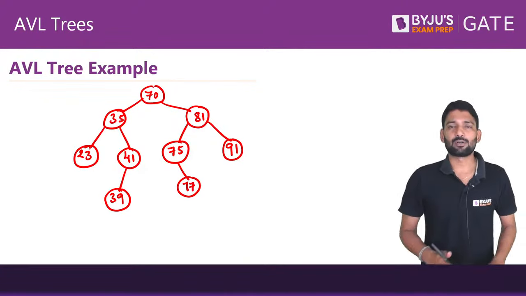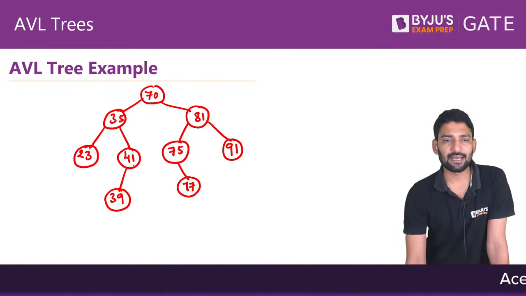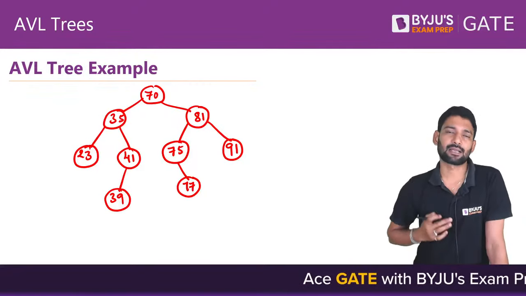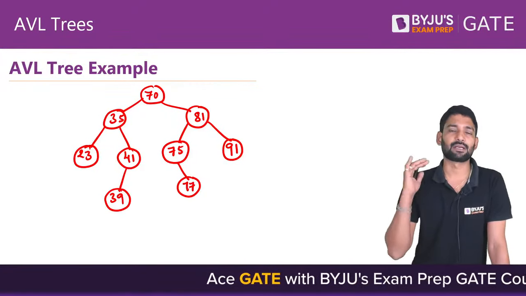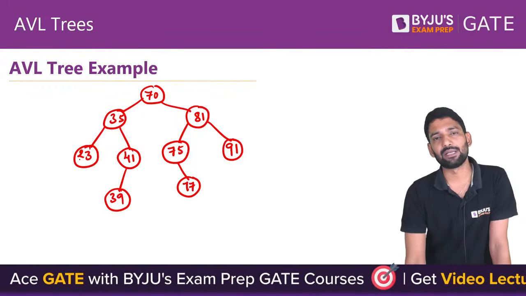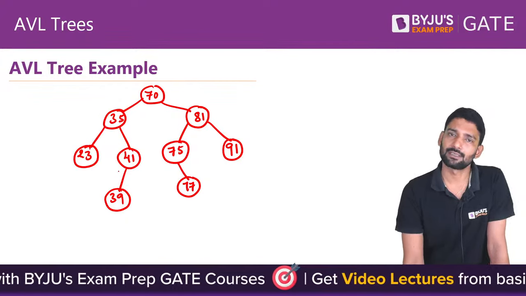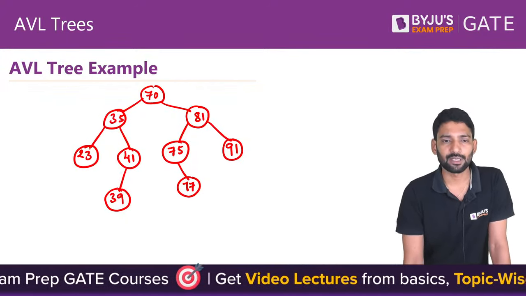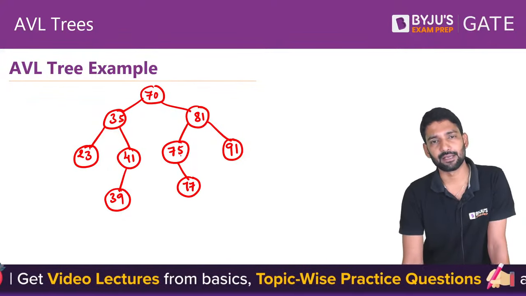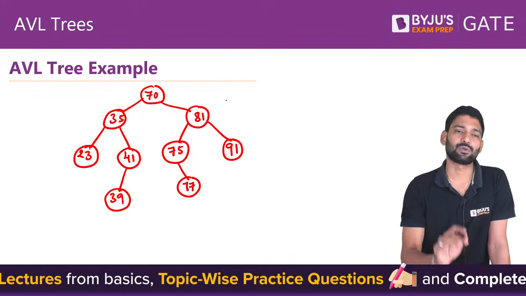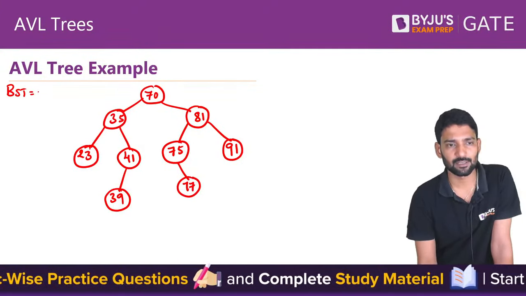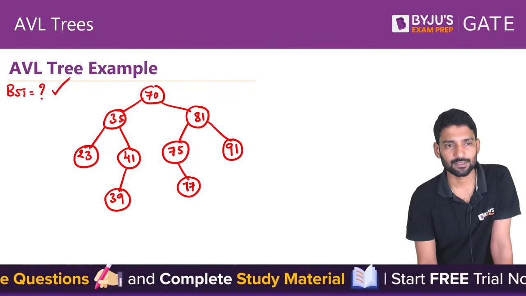Is it a BST or not? Check it out. 70: left elements are less than 70, right elements are greater than 70. Yes, at root level the condition is satisfied. Now 35: left element 23 is less than 35, right is greater than 35. 41: left is less than 41. 81: left is less than 81, right is greater than 81. So it is a BST. So the first rule is satisfied. Is it a BST or not? Yes, it is a BST.